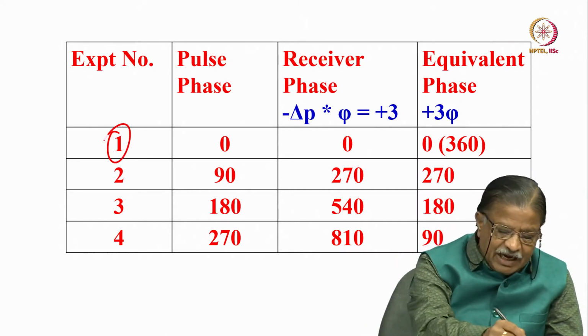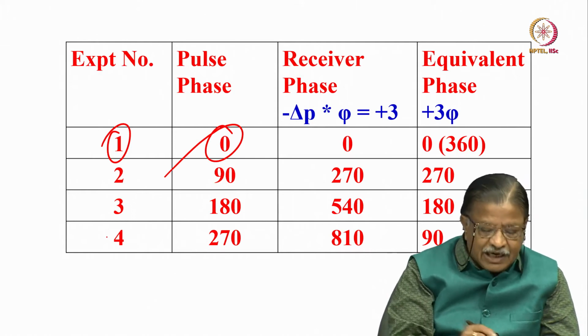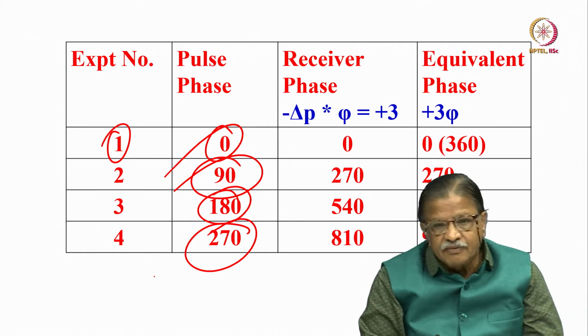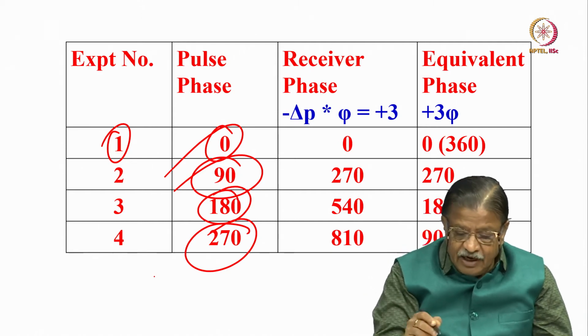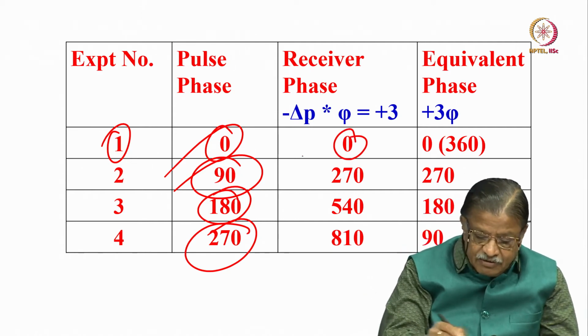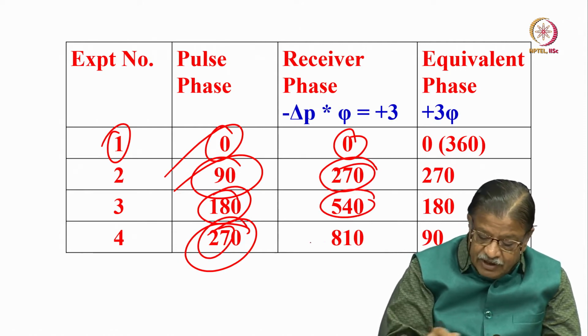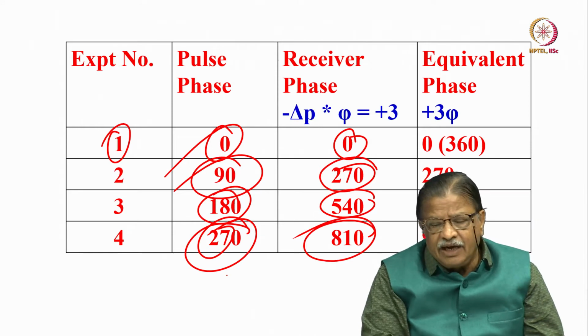First scan I will choose it as 0. Second scan I will choose it as 90, then 180 and 270. What should be my receiver phase? It should be 3 times that. 0, 3 times 90 is 270, then 540, and 3 times 270 is 810.